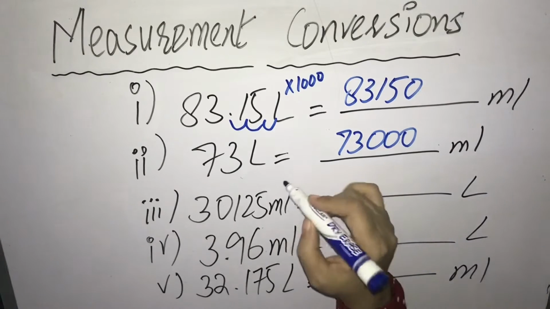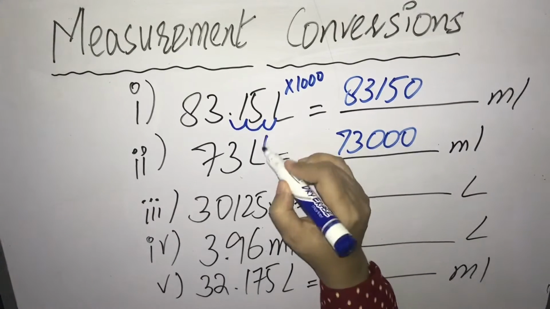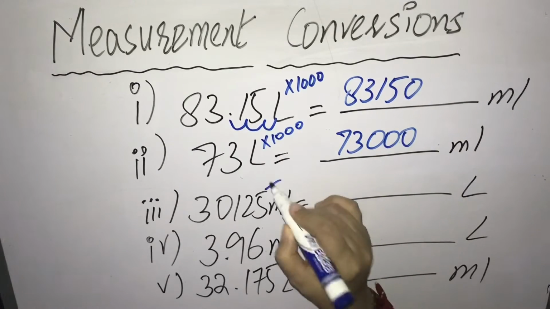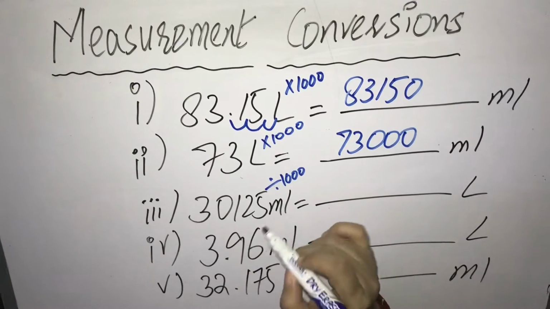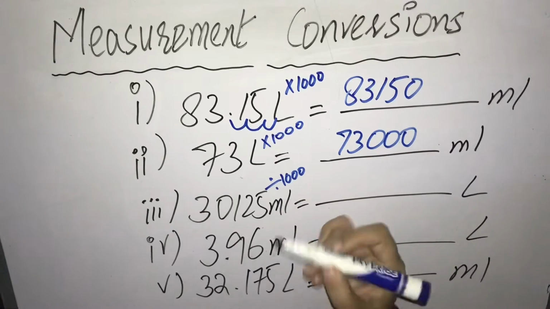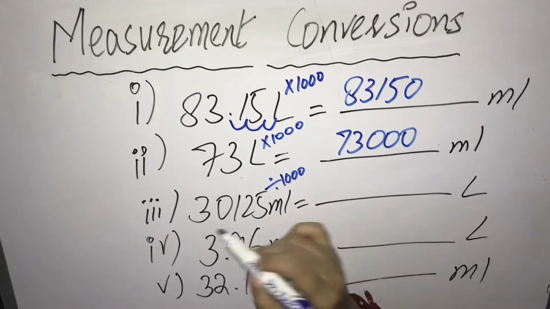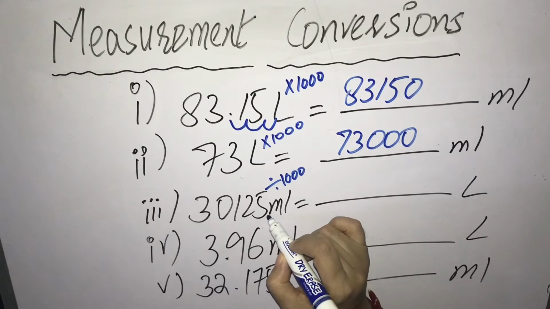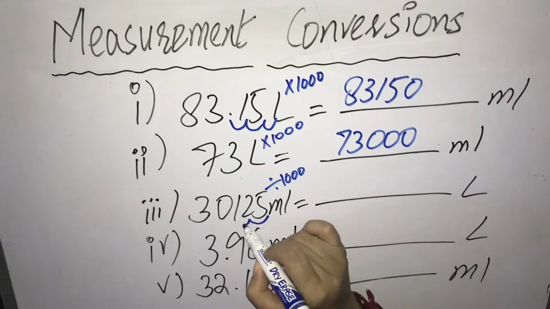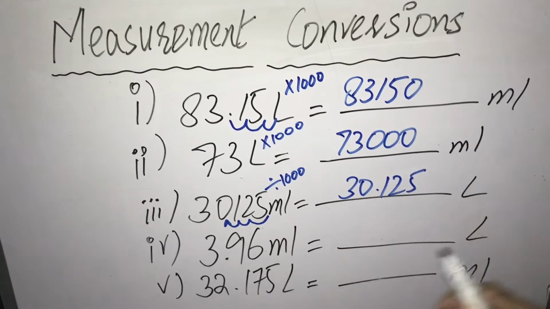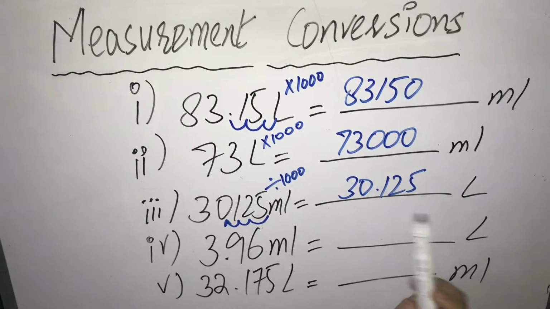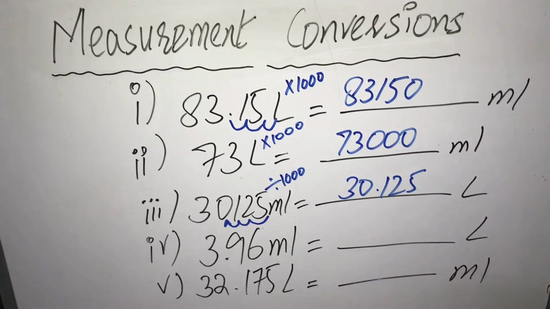30125 ml, and we are now going towards the liter, so we have to divide it by 1000, and when we divide by 1000, our decimal will move towards the left side. As when we divide, our digit becomes smaller, so our decimal will move towards the left side. Right now the decimal is here. We shall move it 3 digits, 1, 2, 3, and our answer will be 30.125 liter, or in other words, 30,125 milliliter will be 30 liters and 125 milliliter.